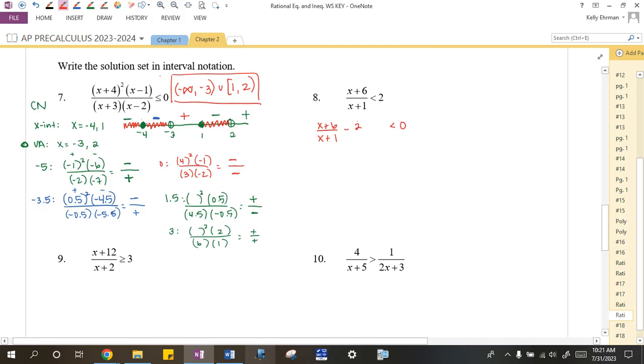And I'm going to give myself some room so I'm not rewriting a million steps here. When I subtract 2, the next step will always be to set up a common denominator. So I'm just going to do that right now. So then the goal is to get this into one fraction. So it's all going to be over x plus 1. I've got x plus 6 minus 2x minus 2. You're distributing that negative 2 through. That's negative x plus 4 over x plus 1, less than 0.